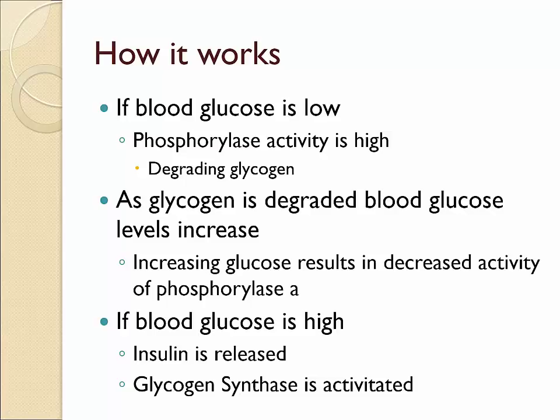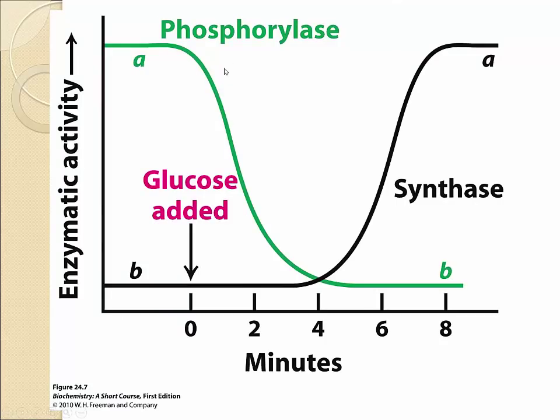If blood glucose levels are high, insulin is released for sugar uptake, and glycogen synthase is activated. So here's what we should see. If we look at enzymatic activity of the phosphorylase and the synthase and their relative state A to B, and we add glucose, suddenly phosphorylase activity will be inhibited within a couple of minutes because phosphorylase A is sensitive to glucose, and glycogen synthase activity will increase and it will become dephosphorylated.